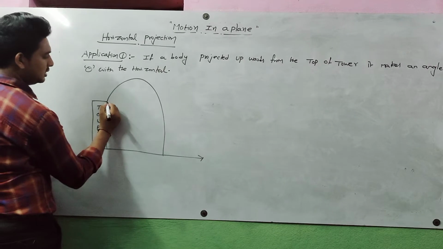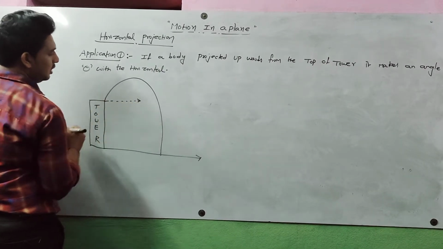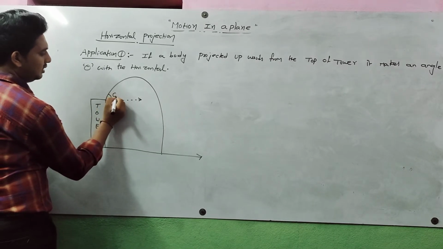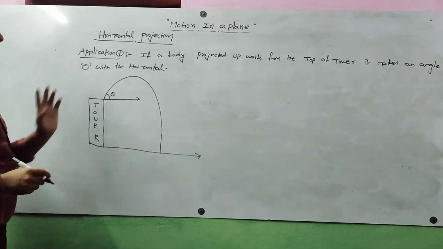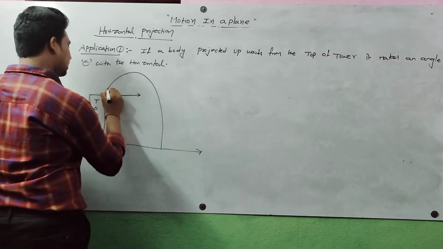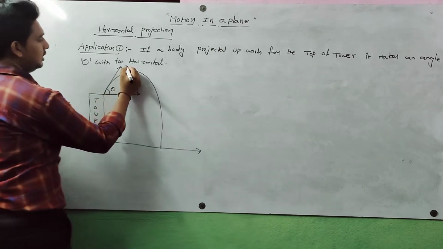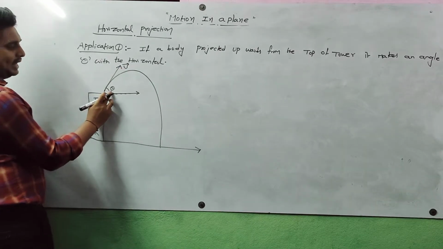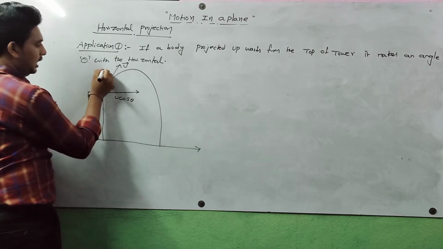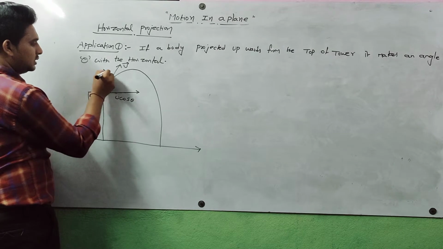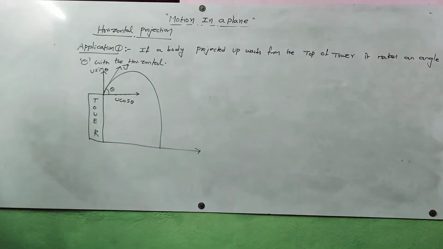The body is projected upwards. So this is the horizontal line. The angle made with this is theta. It is projected with velocity u bar. So whenever it makes angle theta with the horizontal, definitely it splits into two components. This is u cos theta and this one is u sin theta.